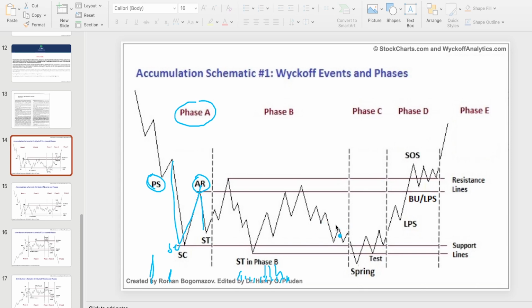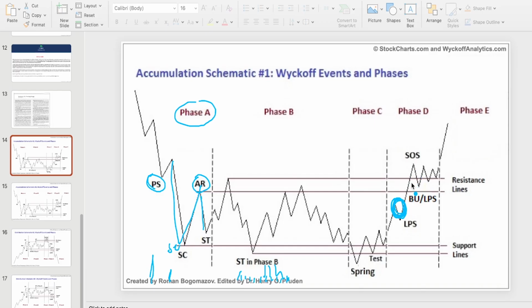And then we're gonna go into phase C where we have the final test, and then we're gonna have our last point of supply when price is ready to move up. So the last point of supply is just, there are levels where institutions are buying on the way up, and then there's gonna be a backup in action.